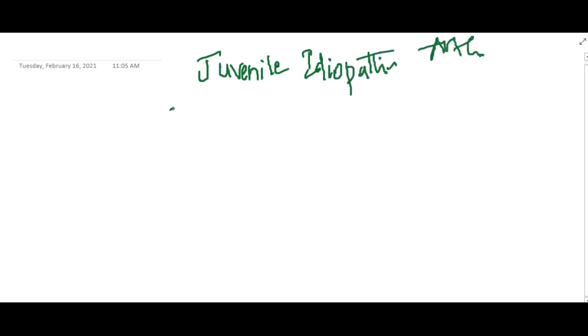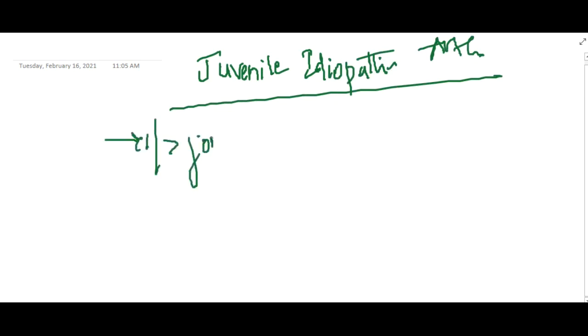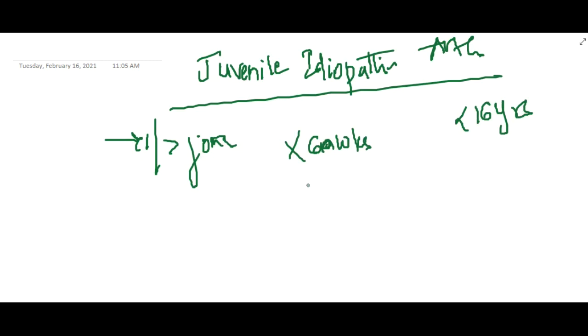Then we have one last disorder of this class, which is juvenile idiopathic arthritis. Here there is arthritis of one or more joints, lasting for at least 6 weeks in a child less than 16 years of age. Okay, here there is arthritis or joint pain for one or more joints lasting for at least 6 weeks in a child less than 16 years of age.